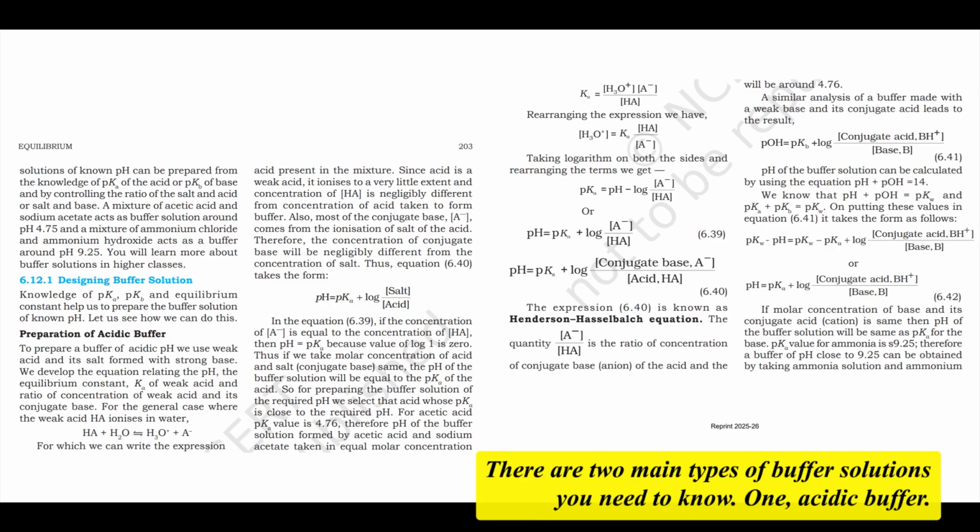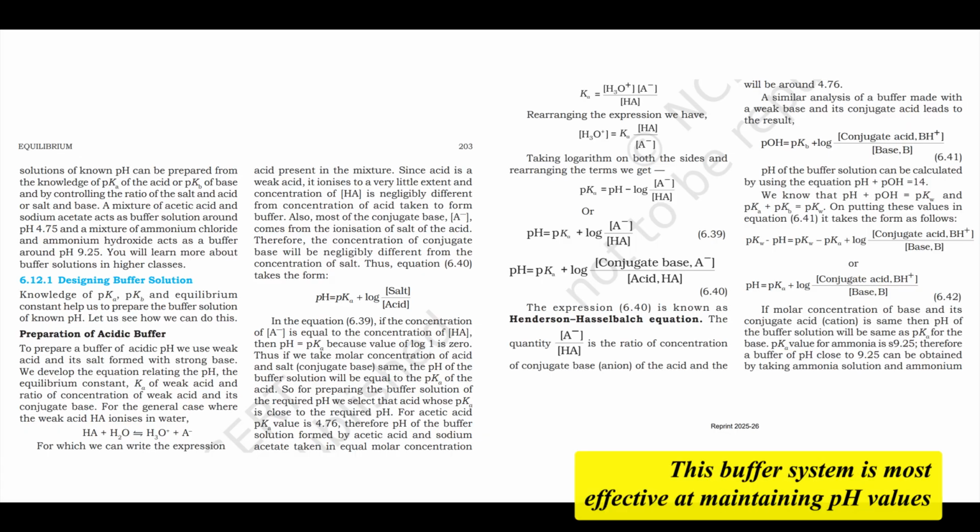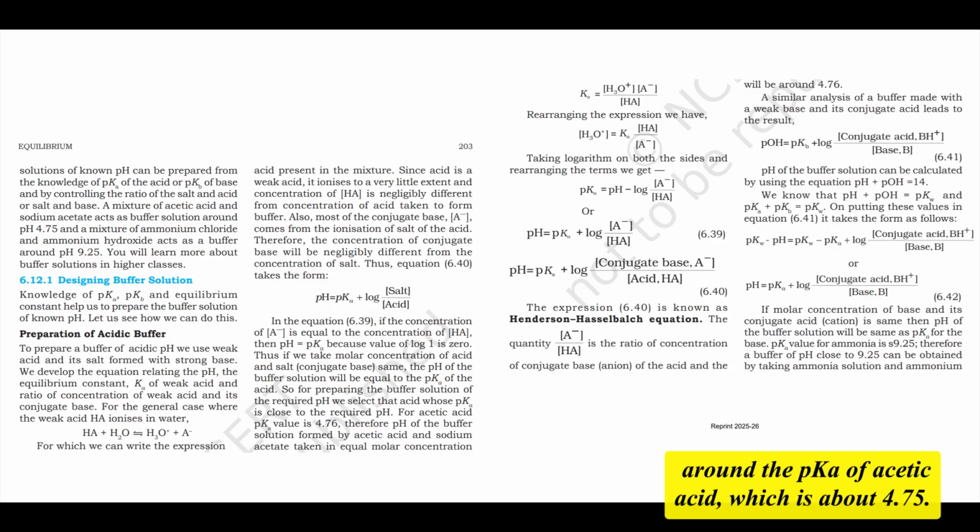1. Acidic buffer. This is a solution containing a mixture of a weak acid and its salt with a strong base. The salt provides the conjugate base of the weak acid. The classic example is a mixture of acetic acid, CH3COOH, and sodium acetate, CH3COONa, the salt providing the conjugate base, CH3COO-. This buffer system is most effective at maintaining pH values around the pKa of acetic acid, which is about 4.75.